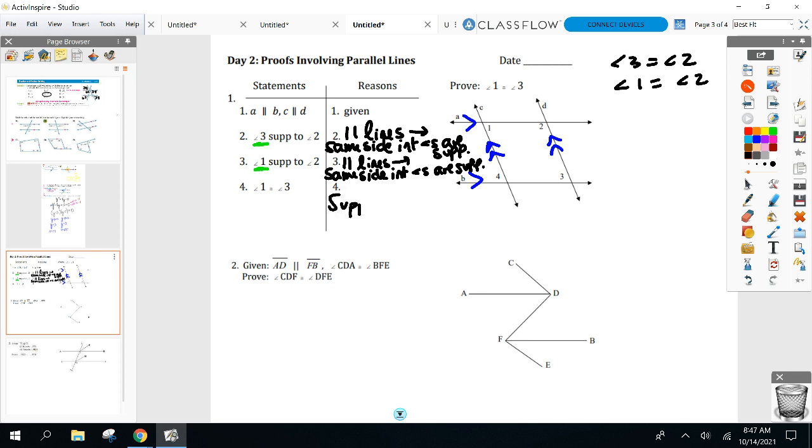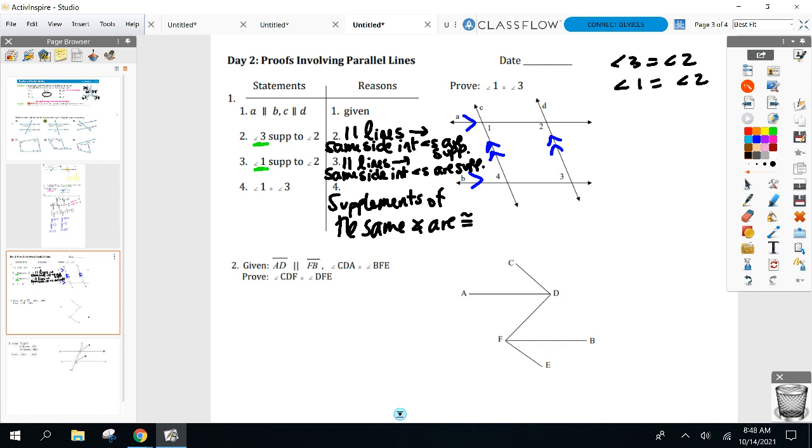Supplements of the same angle are congruent. So now you know what I'm talking about. Now we're using parallel line facts in addition to everything, the building blocks from Unit 2.